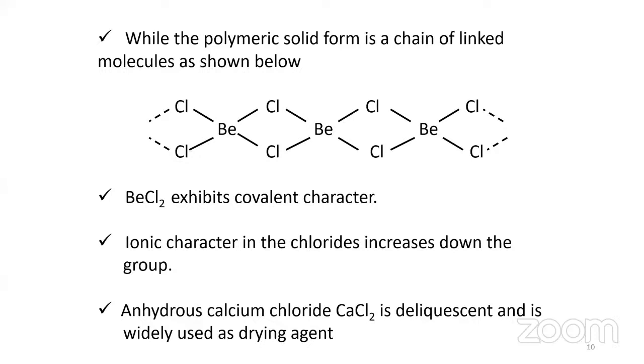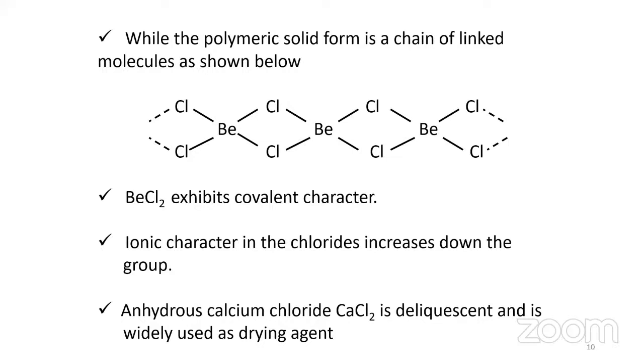Now, your beryllium chloride is covalent in character. It's not ionic, because if you look at the difference in electronegativity between your beryllium and chlorine, it's not much. And also because of the polarizing power of your beryllium. So aside from beryllium chloride, for the other chlorides, their ionic character increases down the group, because as I said, as we go down the group, basic nature increases, and of course the ionic character increases.